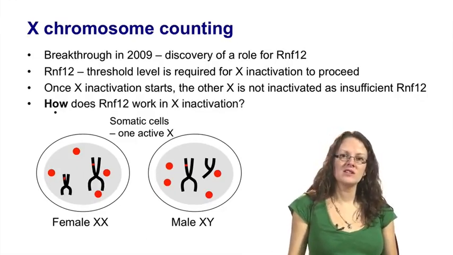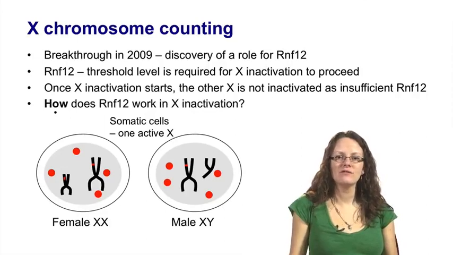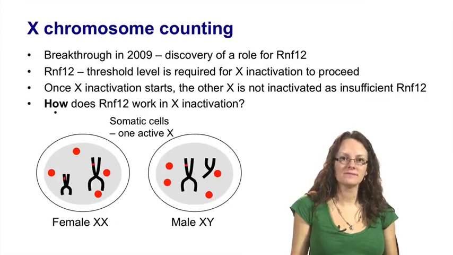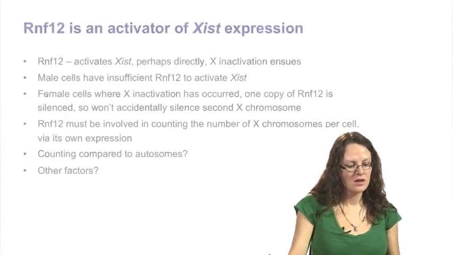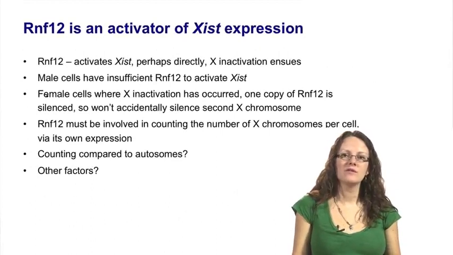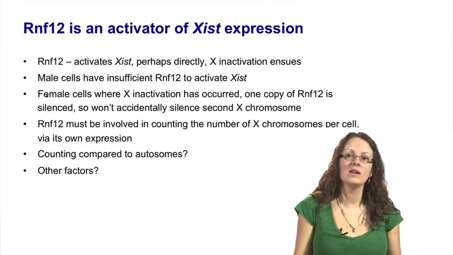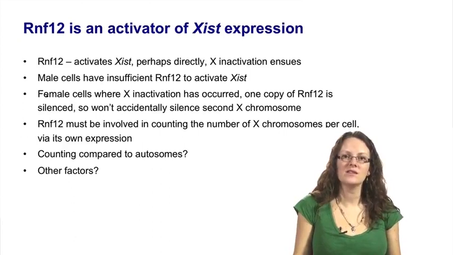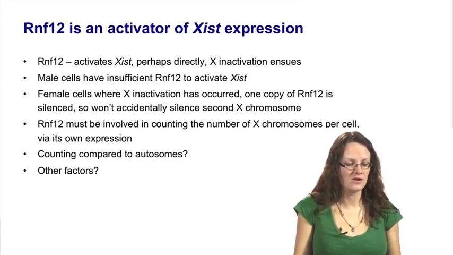So the question is then, how does RNF12 actually work? So how is it really going to bring about this initiation of X inactivation? So what we think is that RNF12 activates Xist. So just like those other 2 green elements, those long non-coding RNAs, RNF12 also activates Xist expression, but this time as a protein activator of Xist expression.